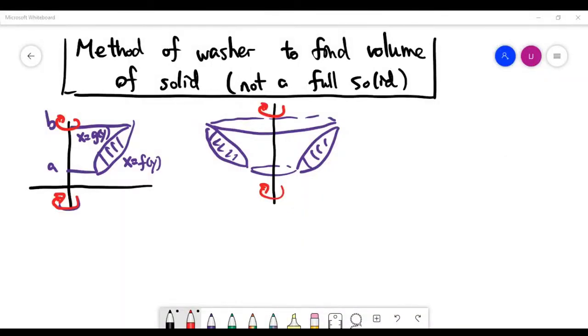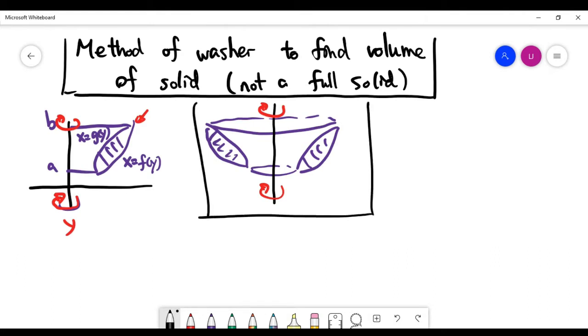So in this video, we'll continue our discussion on how to find the volume of a solid. And in this case, we're talking about a general case where the solid may not be full. Please look at the current picture. I'm doing the y-axis rotation for the purple part. You're trying to rotate the purple part along the y-axis by 360 degrees, and we expect to get a solid like that.